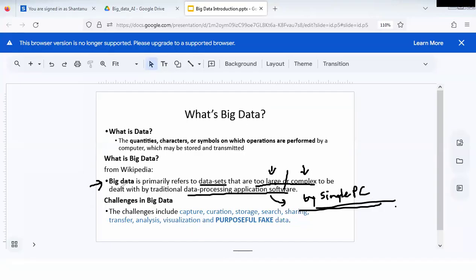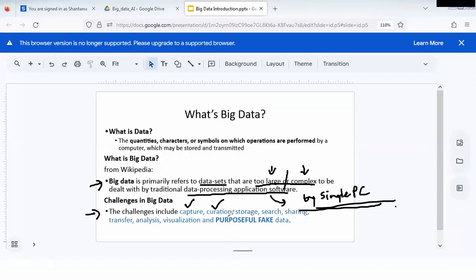Okay, so what are the challenges in big data? Challenges include capturing. How do we capture such data, where do we get such data from, so that we can capture data which is very large or very very complex. First challenge. So you have CCTV cameras, you have sensors, you have IoT devices, you have mobiles, you have so many kinds of systems to capture the data.